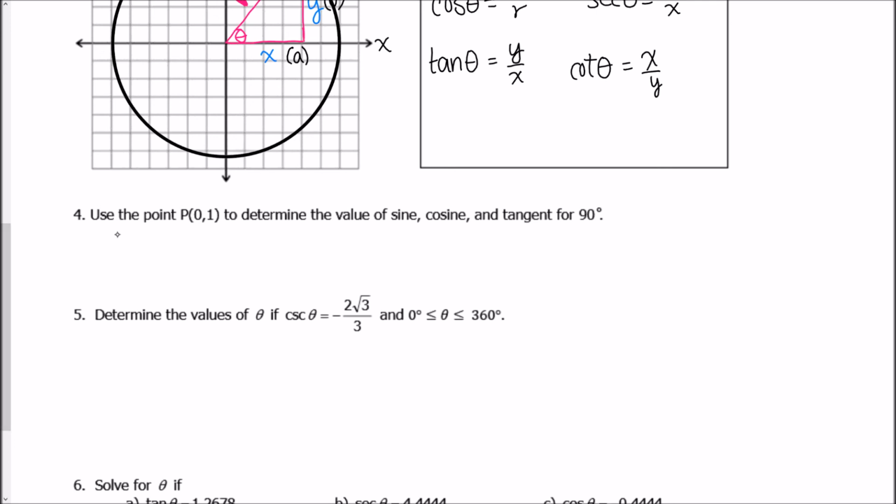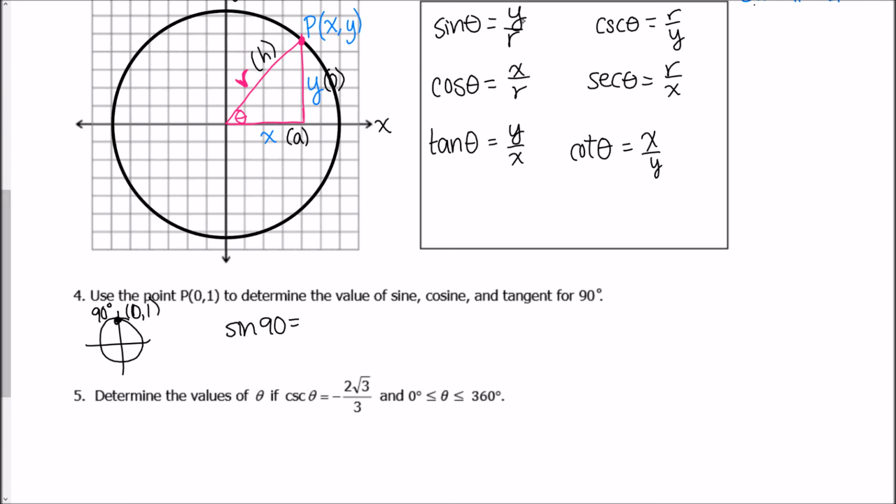Okay, so question number 4 says to use the point P(0, 1) to determine the value of sine, cosine, and tangent for 90 degrees. So if you notice right here, if I were to use the point (0, 1), this is the coordinate (0, 1). It happens right at 90 degrees. So to figure this out, sine of 90 is going to be equal to the y value, which is 1, over the radius of my circle, which is also 1. So sine of 90 is 1 over 1, or just 1. Okay? The cosine of 90 is the x over the radius, so the x is 0, so I would do 0 over 1, or just 0.